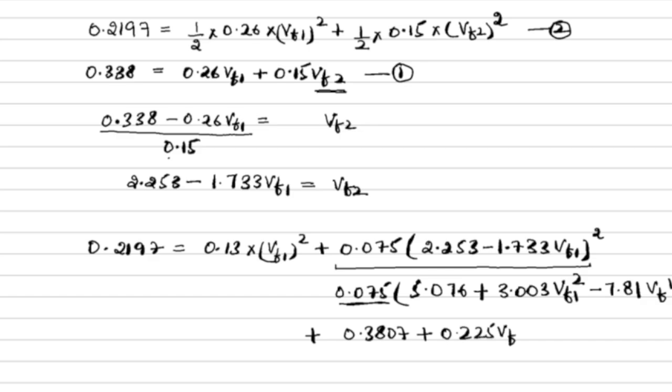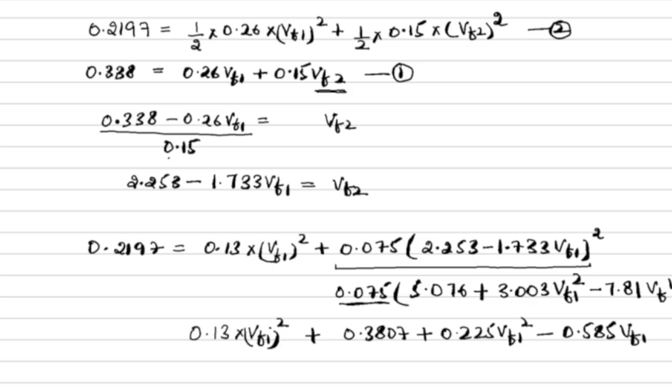0.225 VF1 squared minus, again need to multiply 0.075 into 7.81. So that will be 0.585 VF1. So now we got this. So a little bit relief. The difficult part is done.